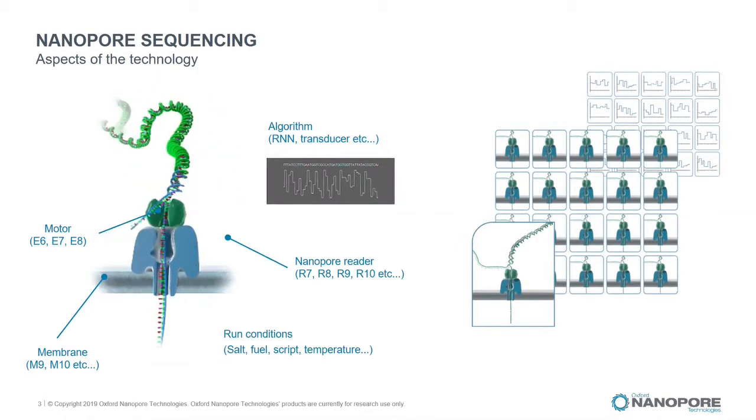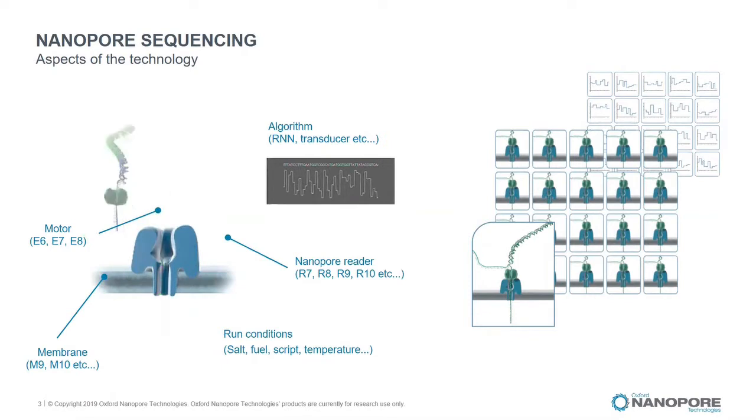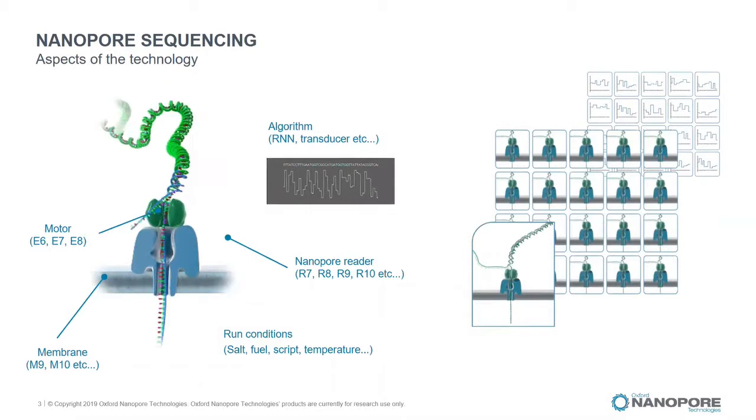The nanopore protein is embedded into a synthesized membrane, and the membrane has a high resistance. So any molecule going through the nanopore, we can measure as an ion current change. And that ion current change is measured in this format. We call it the squiggles. Using a deep learning algorithm, we convert this signal to A, G, T, C. So that is a very basic principle.